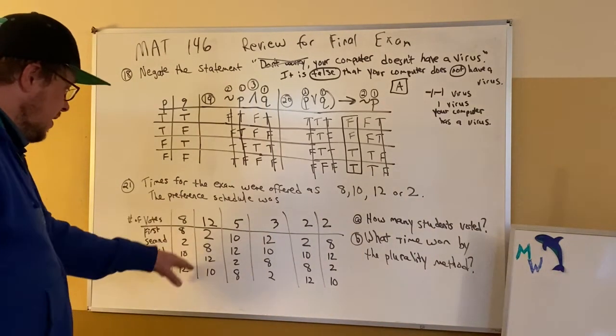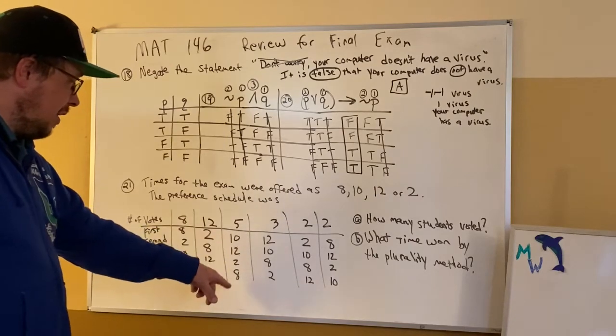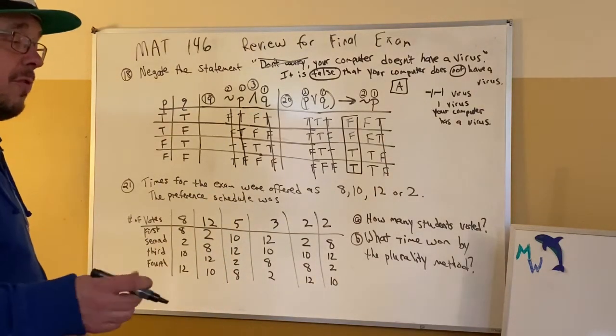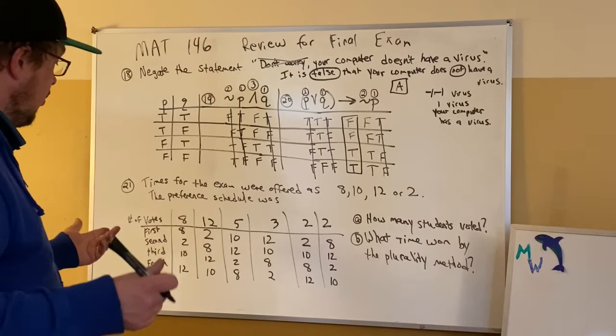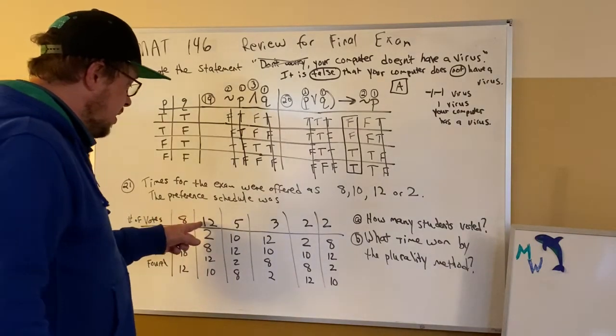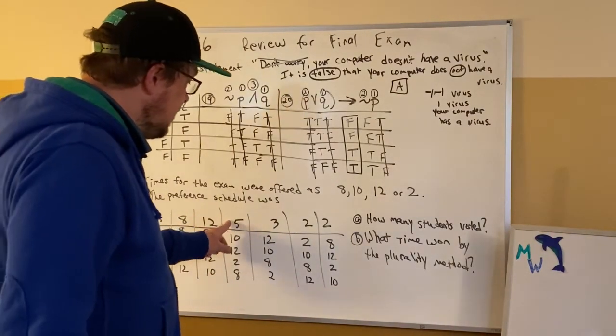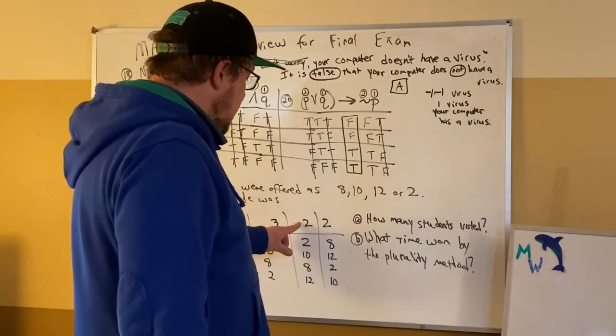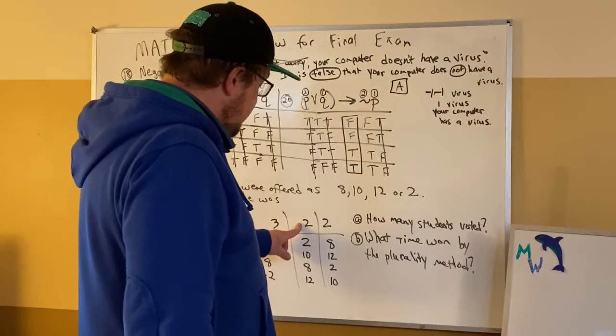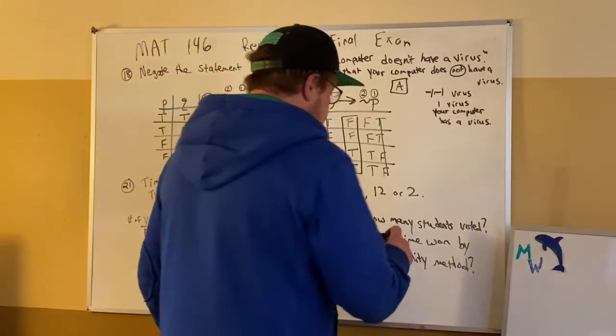These are times of day. All the ones that are below the line. The ones above the line are how many people voted for that. So how many people voted all together? 8 plus 12 for 20. 20 plus 5 for 25. 25 plus 3 for 28. 28 plus 2 for 30. 30 plus 2, 32 people.